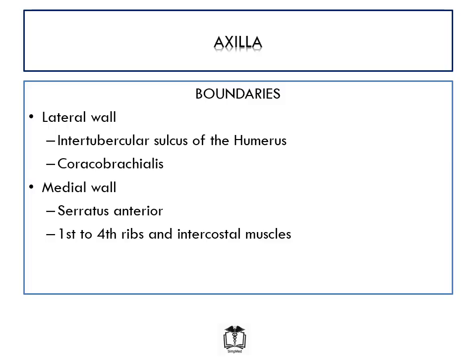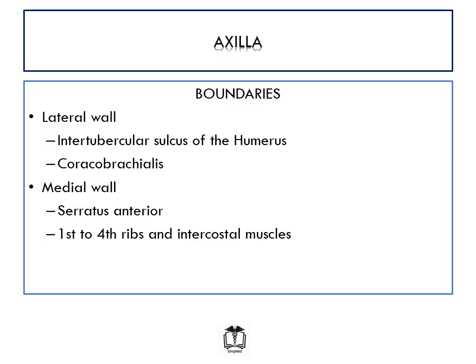What about the lateral and medial boundaries of the axilla? The lateral boundary of the axilla is formed strictly from the humerus and the coracobrachialis muscle. The part of the humerus that forms the lateral wall of the axilla is the intertubercular sulcus of the humerus. Remember that the intertubercular sulcus could also be called the bicipital groove. So in case you see bicipital groove or intertubercular sulcus, they mean one and the same thing.